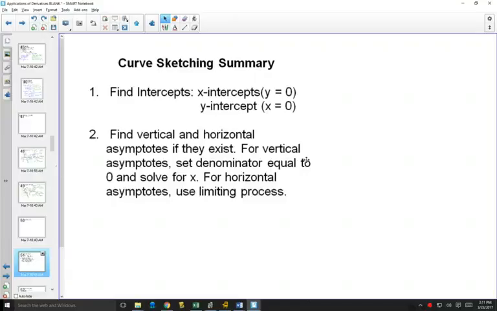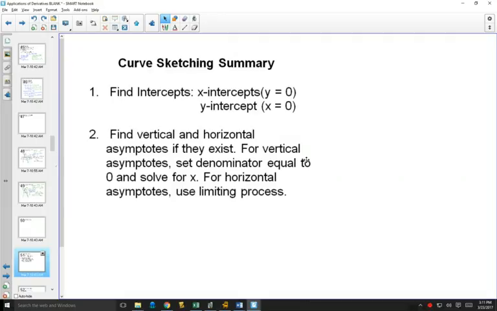So for our curve sketching summary, one of the things that I mentioned in that other example was a way of organizing yourself when you're doing a big sketch. So first of all, I would say find any intercepts if you can, x-intercepts and y-intercepts. Sometimes you might not be able to find the x-intercepts because you'll need a calculator, but if you have a calculator for that section, then you can use your calculator to find them.